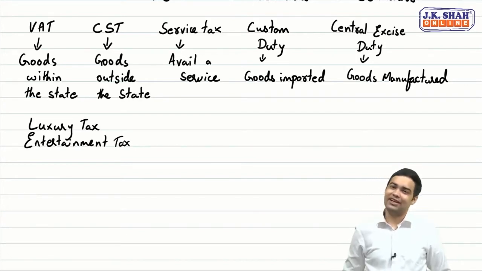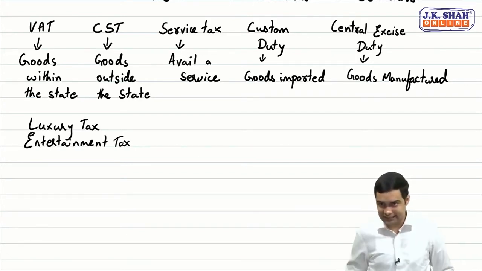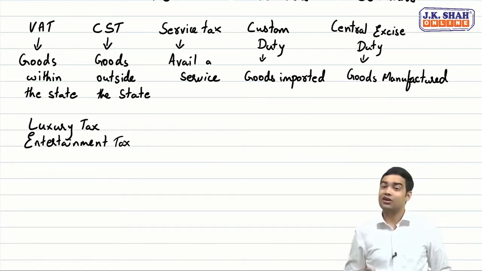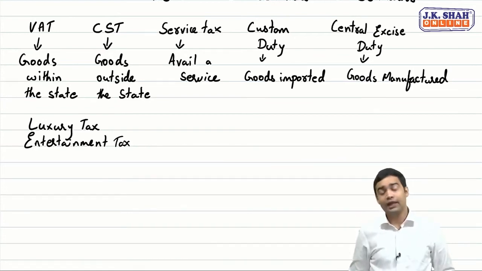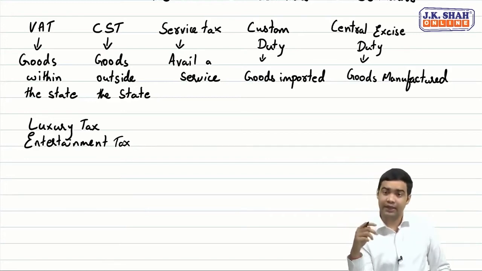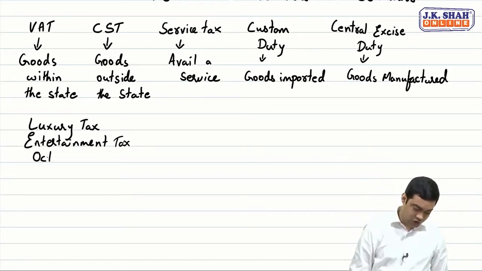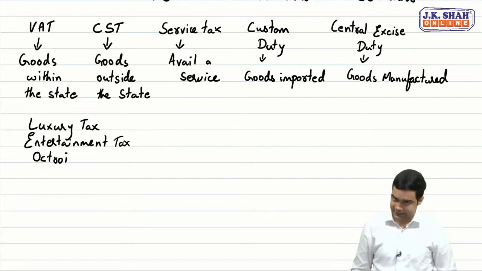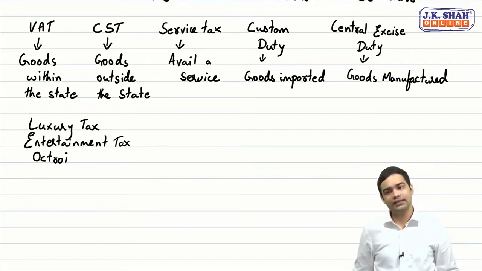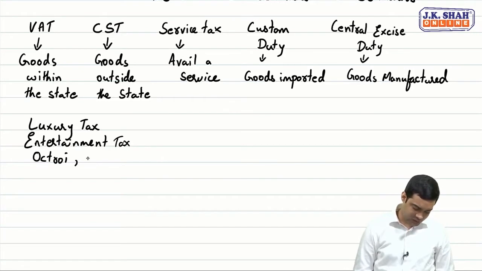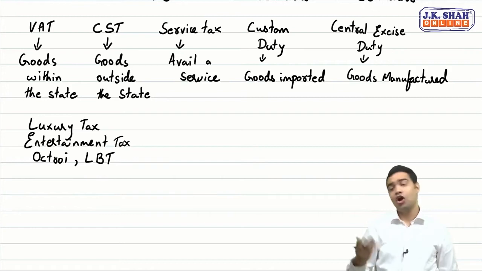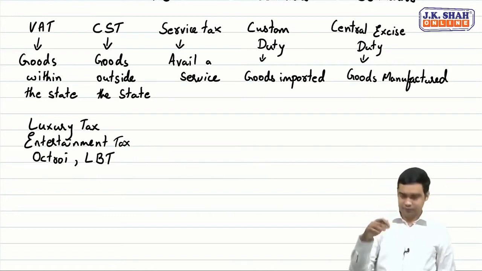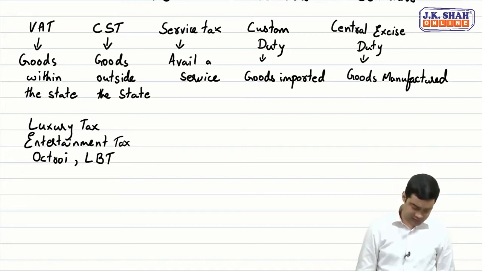Thereafter, he expanded his business. Now, the moment he expanded his business, he came across some new taxes. Like when he started a branch in Mumbai, he came across a tax known as octroi, which was collected for entry of goods into the local area. When he started a branch in Pune, he came across a tax known as local body tax. When he started a premise in Rajasthan, or as he was in Karnataka, he was aware of something known as entry tax.